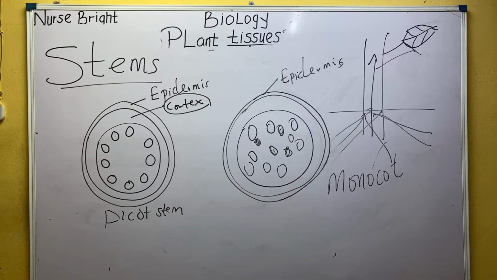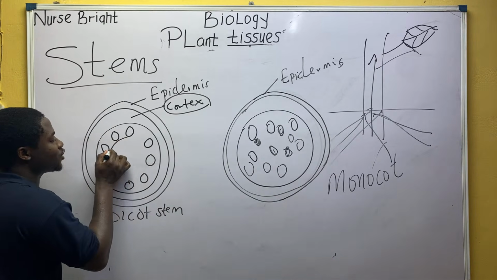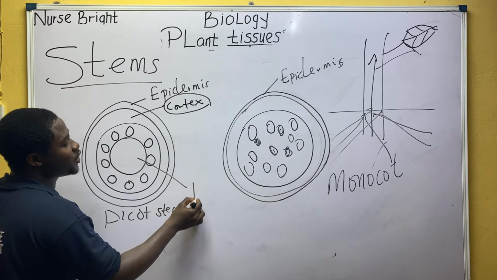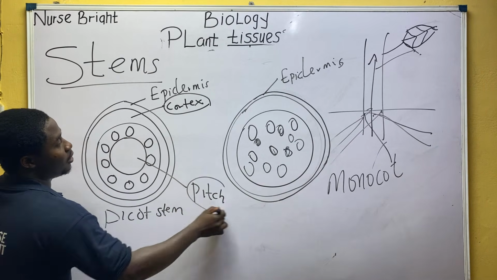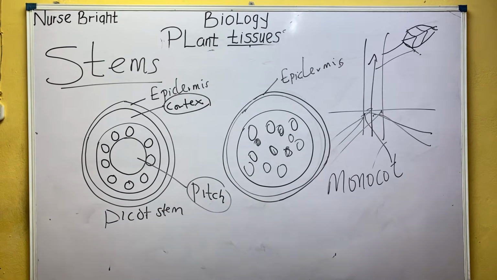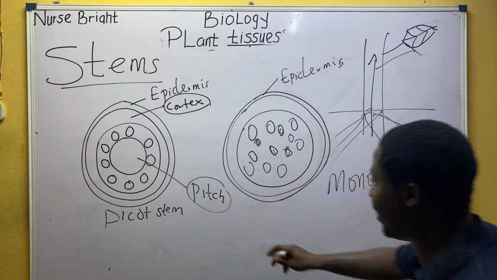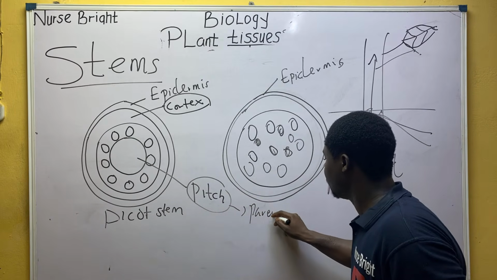Moving further, we are on the dicot. After this xylem, there is another central region. They call it pith. This one is found in the dicot stem. And this pith contains parenchyma tissues.